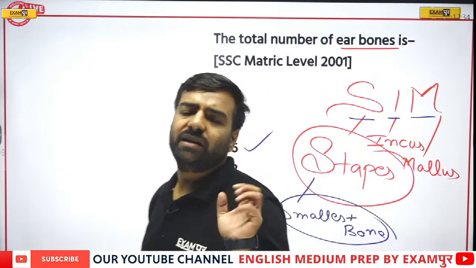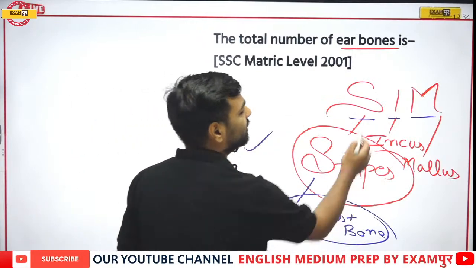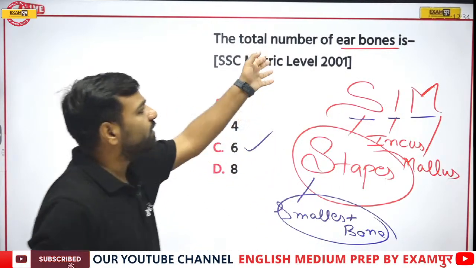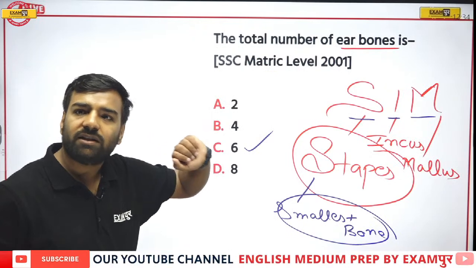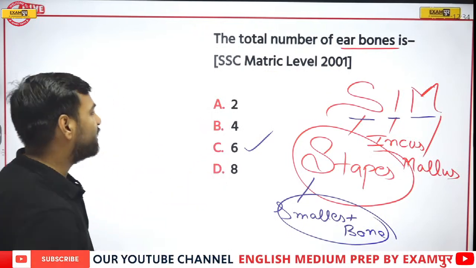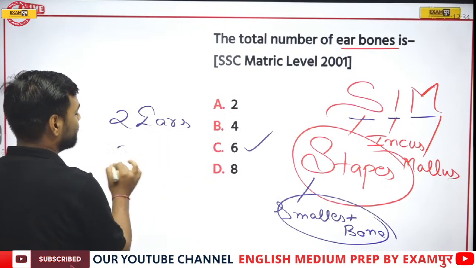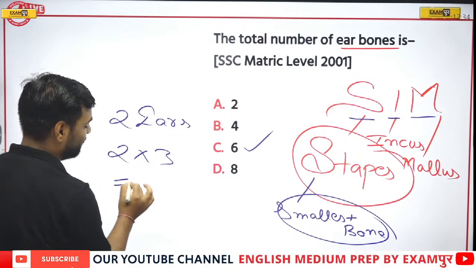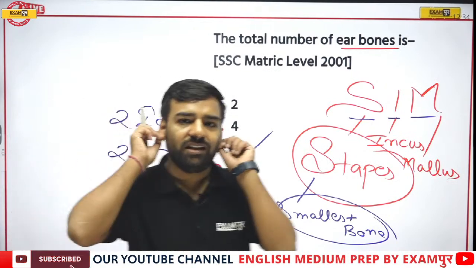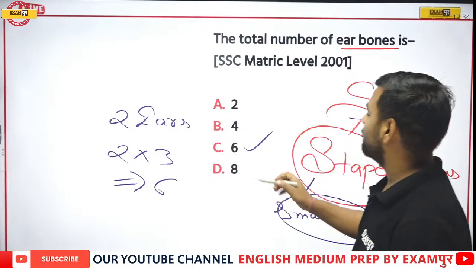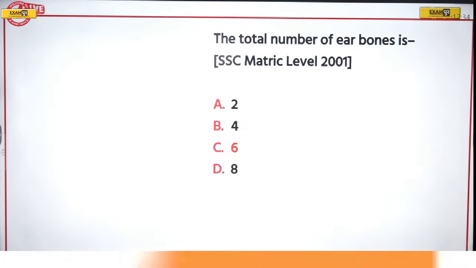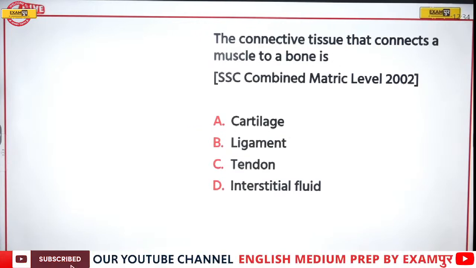Now, someone must be wondering, you have told only 3 bones, 1, 2, 3. What about this 4, 5, 6? It's very obvious. There are 2 ears. So when there are 2 ears, 2 cross 3 will give you 6. So option C, that is 6, will be the correct answer. Very good, Ravindra. Next, the connective tissue that connects a muscle to bone is what?